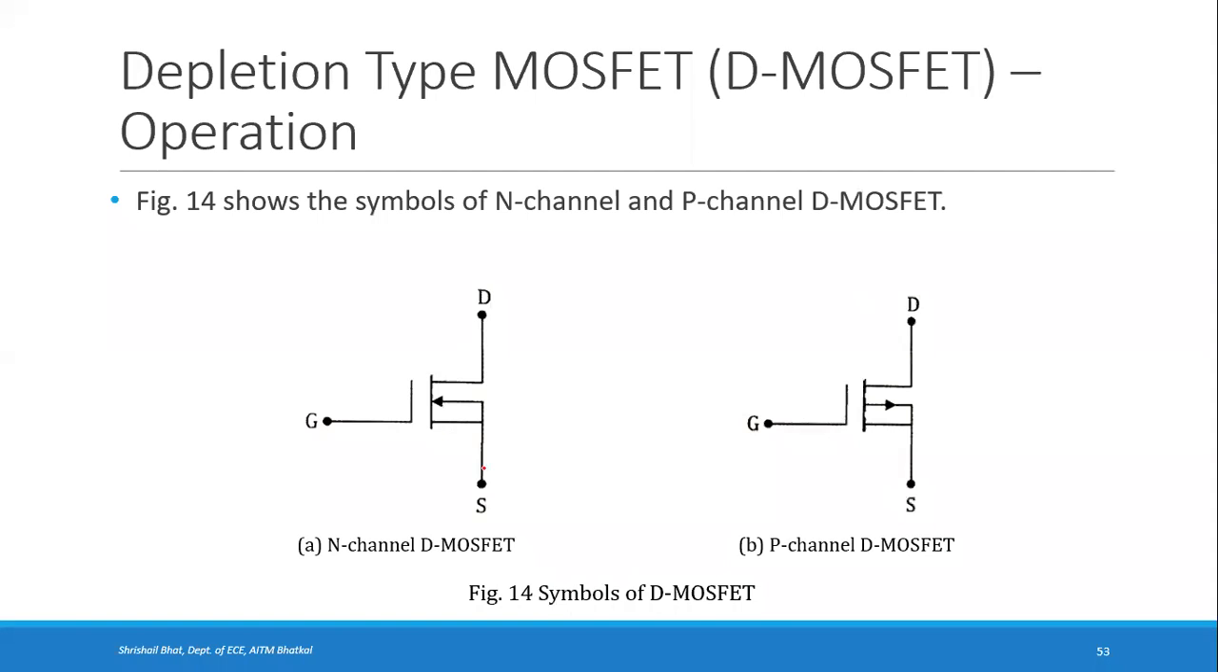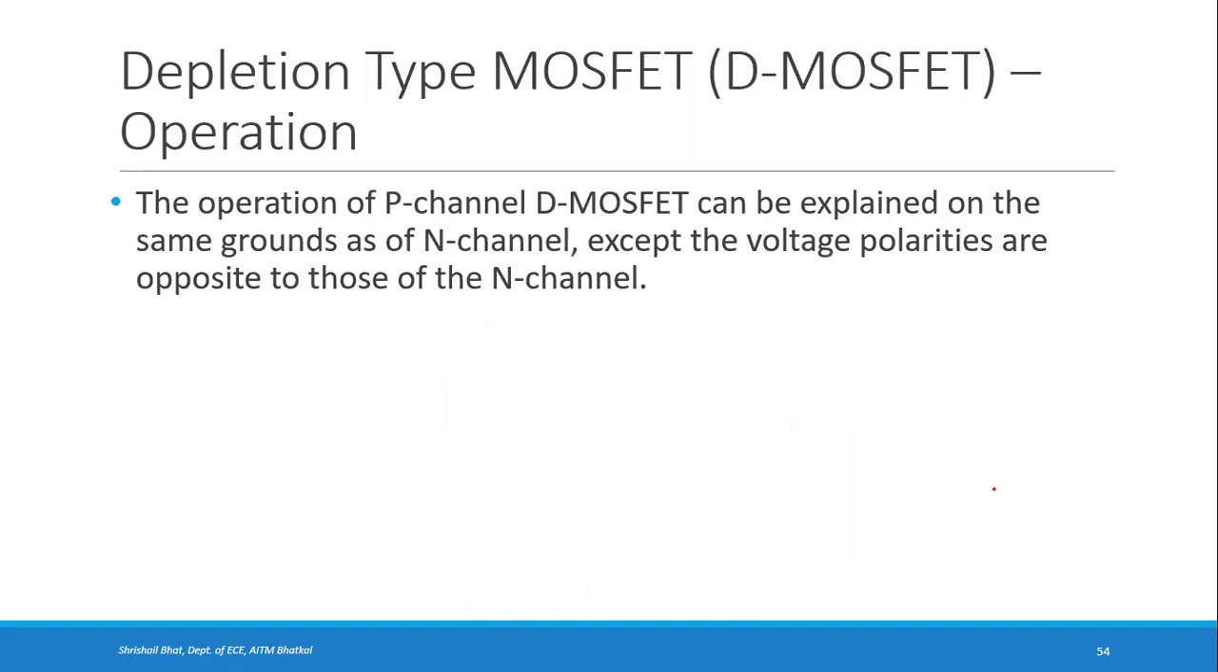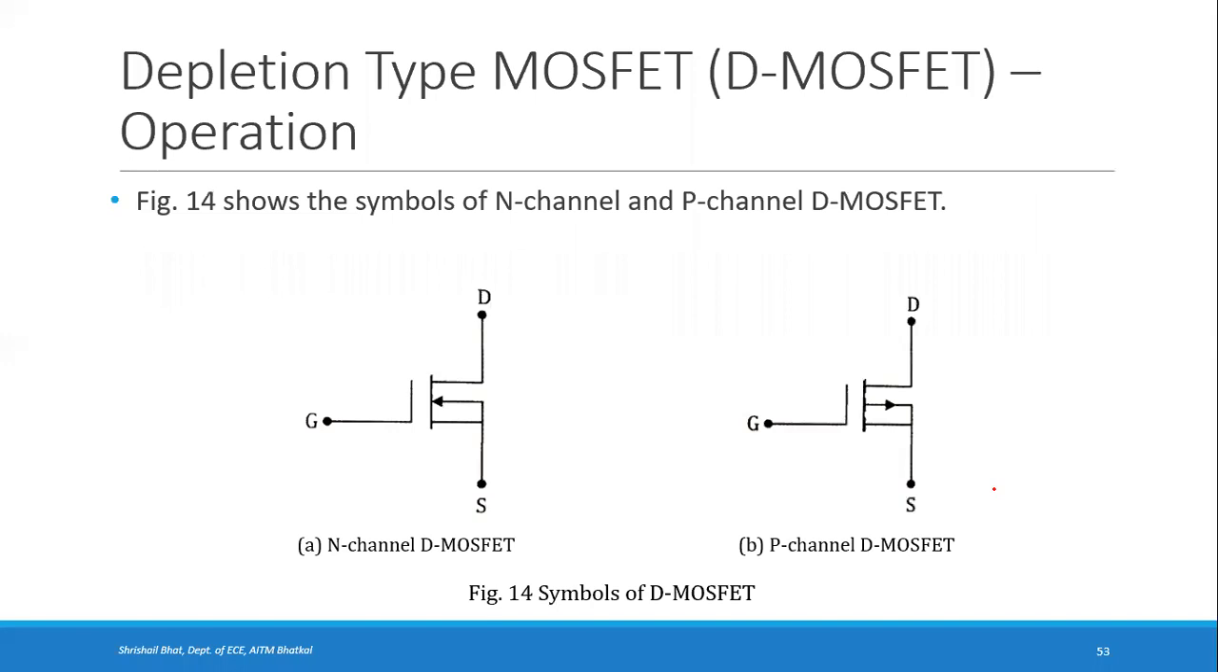So this is the symbol of D MOSFETs. What you see is there is a straight line here instead of dashed lines as in E MOSFET. Here you have straight lines. Whenever the arrow is entering, it is an N channel. When it is leaving, we call it a P channel. If you consider the P channel D MOSFET, the explanation is the same as for the N channel, except the voltage polarities are opposite to those of the N channel.